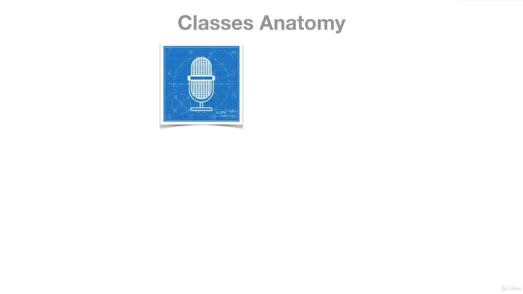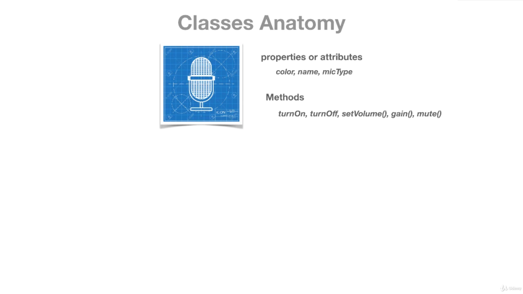Now let's look at the class's anatomy because this is very important. If you look, for instance, at the blueprint of the mic, you'll notice that the mic has properties or attributes, okay? It could have color, name, mic type, size, circumference, so many attributes and properties, okay? But it could also have methods. And now we are going back to what does the mic do? What are the functions that it can do? Well, the mic, you can turn on, you can turn off, you can set the volume, you can set the gain, mute, and so many other things as well.